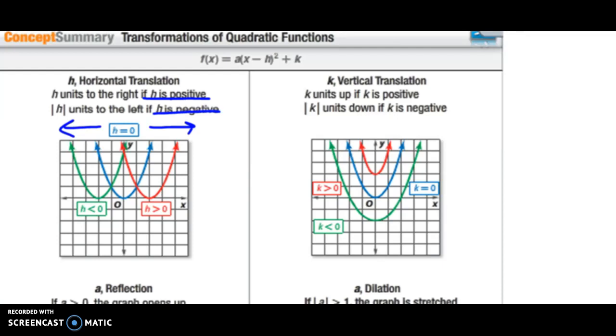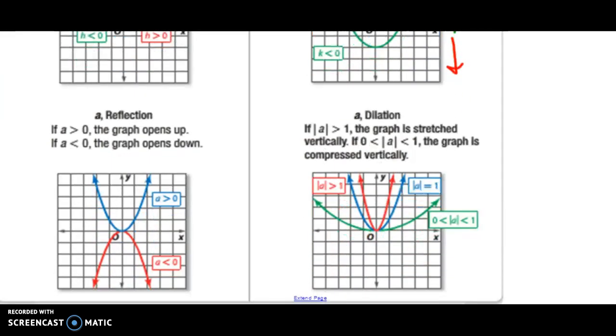k is my vertical translation, that outside number. When k is positive, we move up. When k is negative, we move down. The next thing we look at is a, which is our dilation and reflection. When a is positive, it's a happy face. We kind of talked about this before. When a is negative, it's a sad face going down.